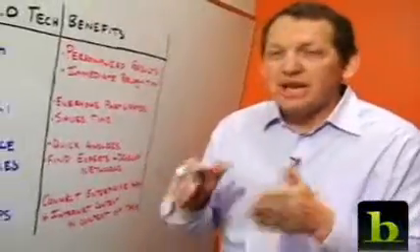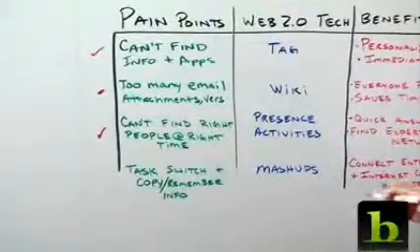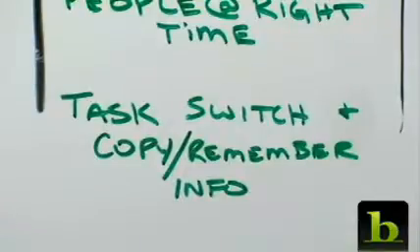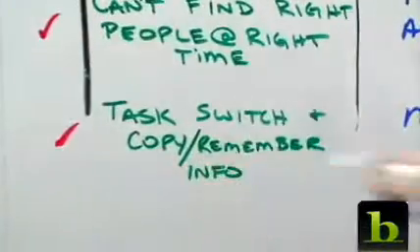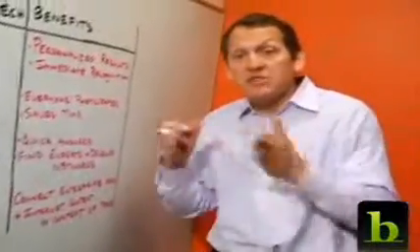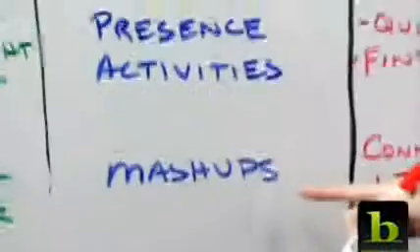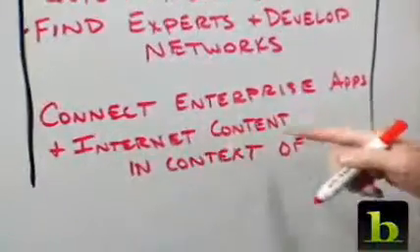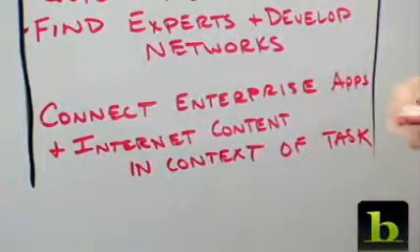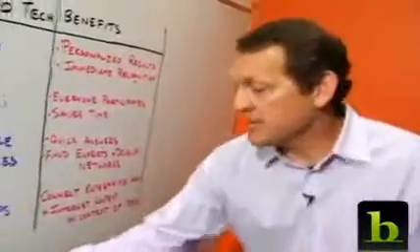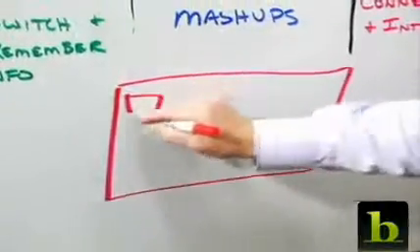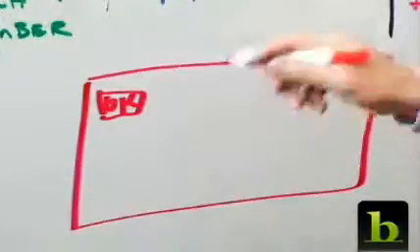And then the next part is, when I'm working within those applications, oftentimes I switch from one application to the next because I need to find information to then interpret it and make a better decision. So I'm left oftentimes with copying information or remembering it in my head and then interpreting it and then moving forward. What mashups allow me to do is connect those enterprise applications and internet content in the context of what I'm trying to accomplish or what I need to do. So for example, if I wanted to approve an expense report, it's very simple to approve an expense report, to just hit OK.